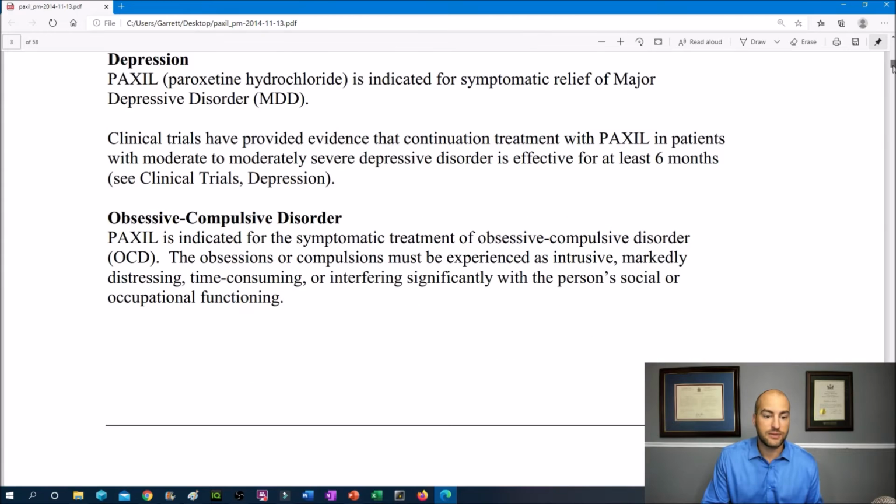Here we have obsessive compulsive disorder. Paxil is indicated for the symptomatic treatment of obsessive compulsive disorder, or OCD. The obsessions or compulsions must be experienced as intrusive, markedly distressing, time-consuming, or interfering significantly with the person's social or occupational functioning.